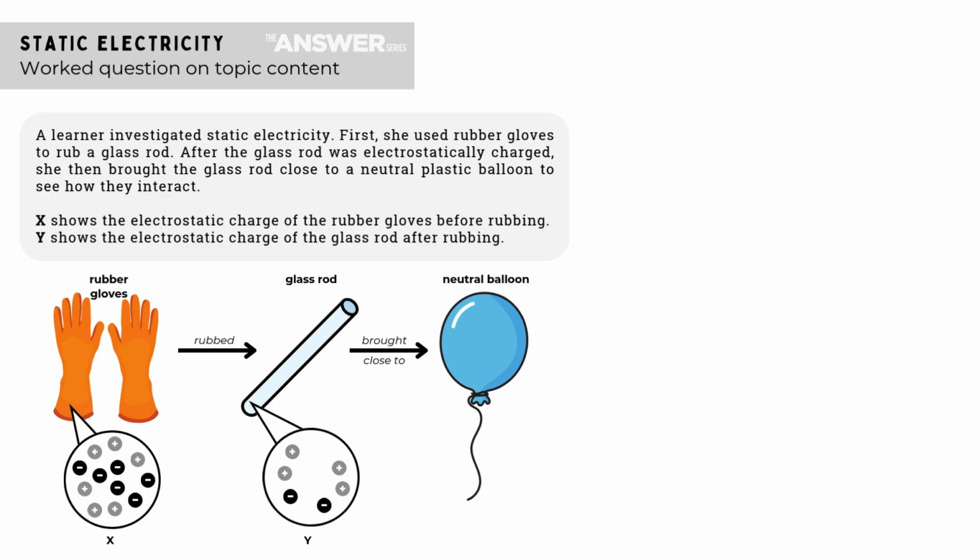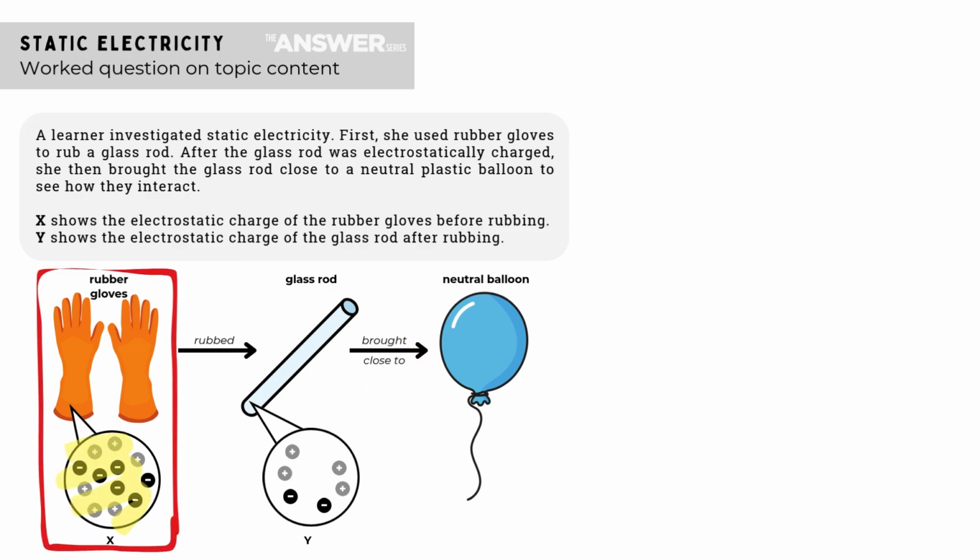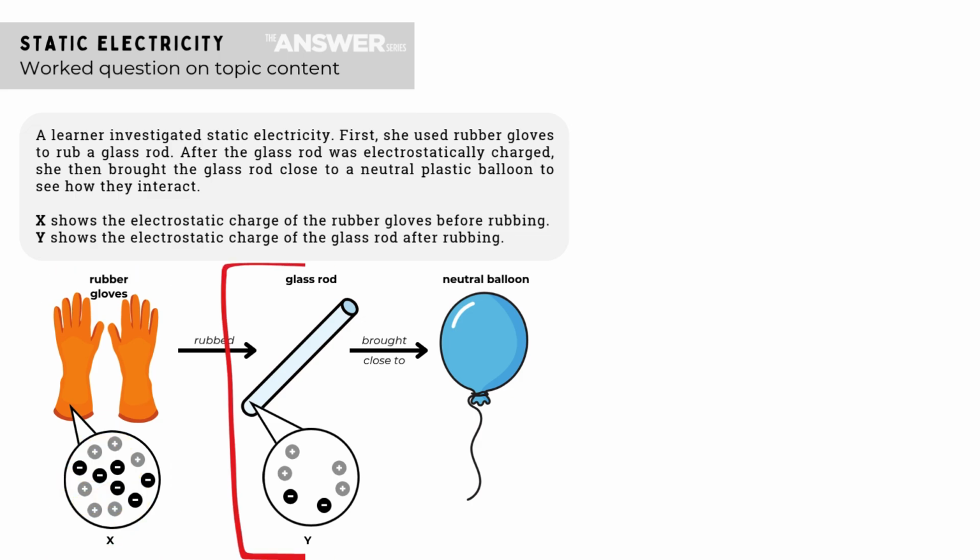A learner investigated static electricity. First, she used rubber gloves to rub a glass rod. After the glass rod was electrostatically charged, she then brought the glass rod close to a neutral plastic balloon to see how they interact. X shows the electrostatic charge of the rubber gloves before rubbing, and Y shows the electrostatic charge of the glass rod after rubbing.